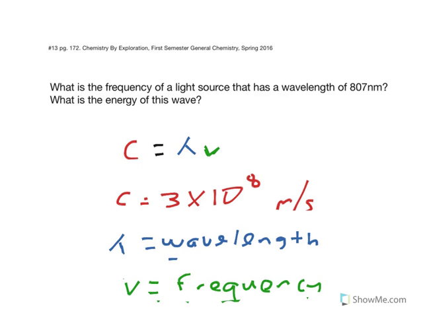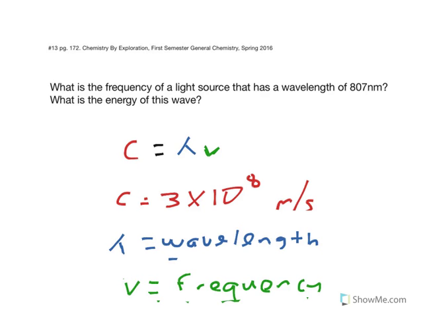Today we're going to be looking at number 13, page 172, in Chemistry by Exploration, first semester General Chemistry, Spring 2016. The question reads, what is the frequency of a light source that has the wavelength of 807 nanometers? And what is the energy of this wave?